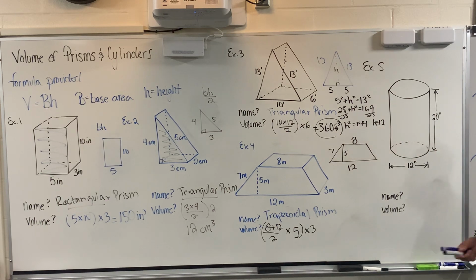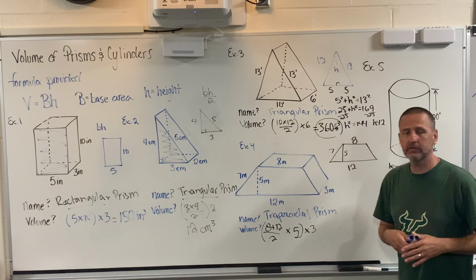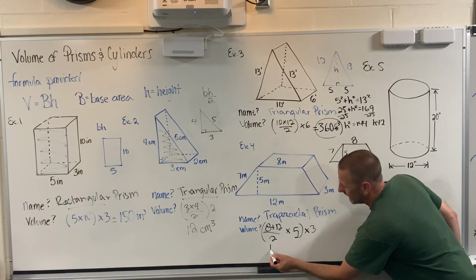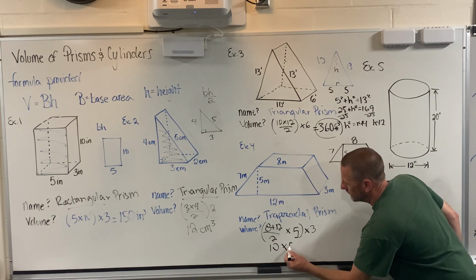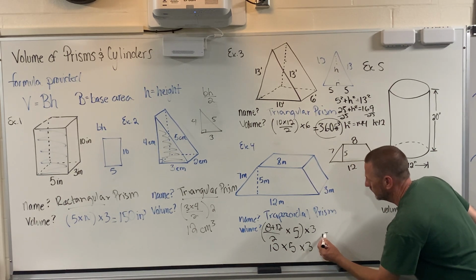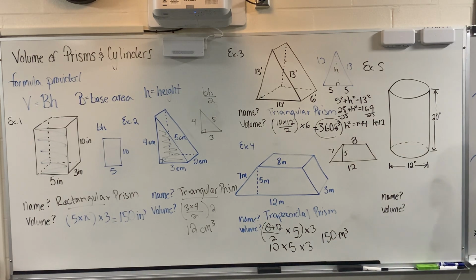So going through all this, we have to do the old PEMDAS, please excuse my dear Aunt Sally. 8 plus 12 is 20. Divided by 2 gives me 10. 10 times 5 is 50. Times 3, 150 meters cubed. So again, I threw you a number that we didn't need.